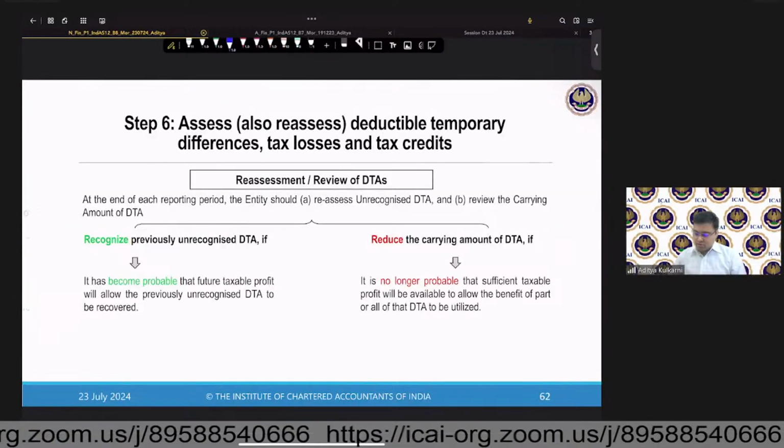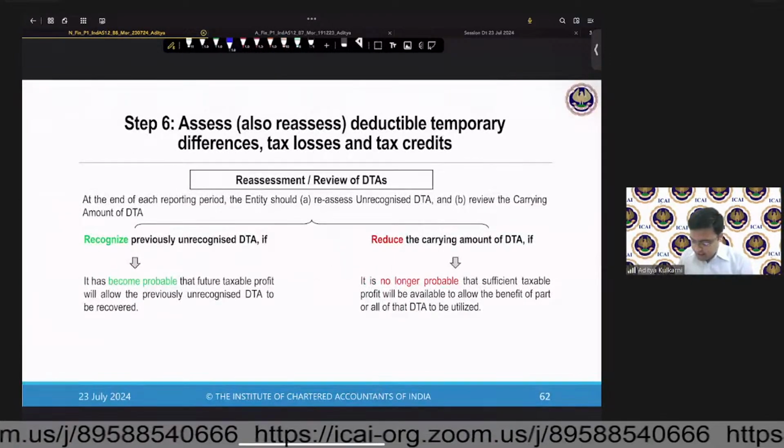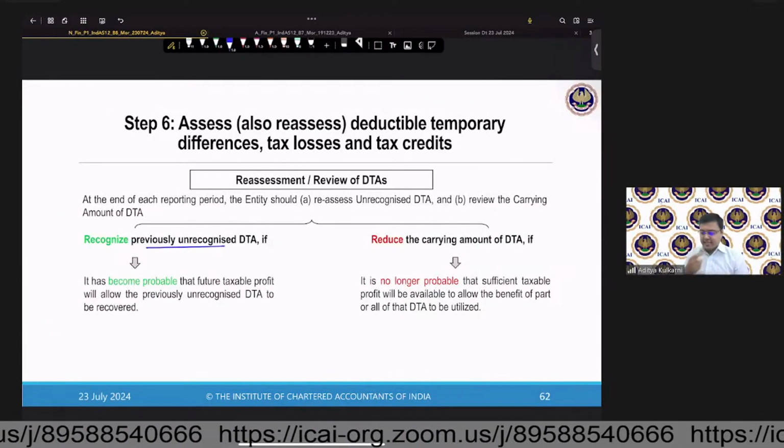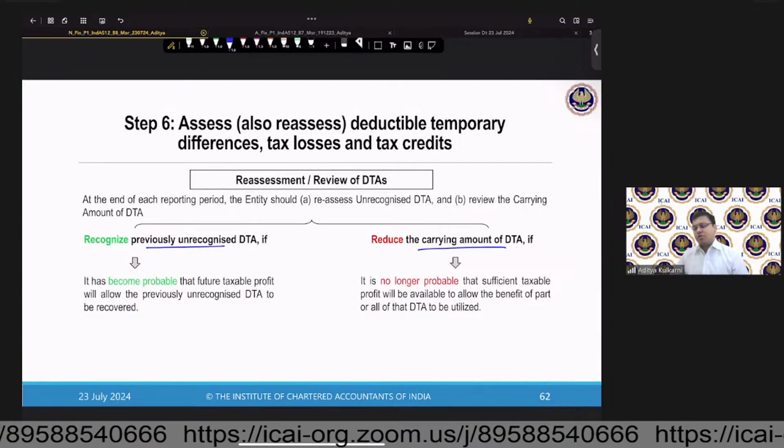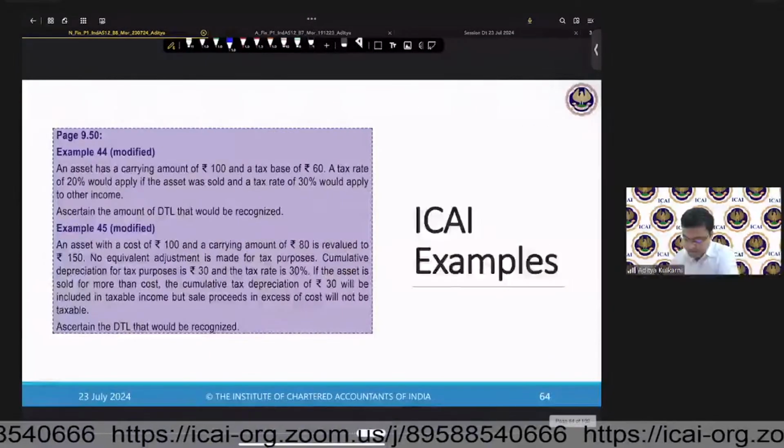Assess. So recognize previously unrecognized DTA and reduce the amount of DTA. Whatever be the situation, you will do this.